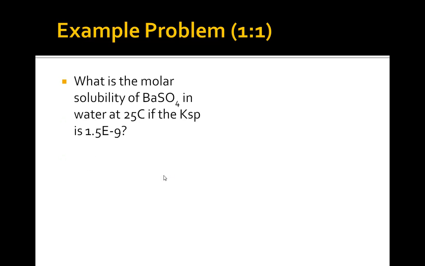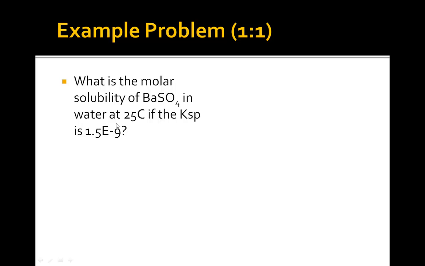All right, so let's begin. This is an example problem. The one-to-one up here is basically saying that you have one positive ion, one cation, to every one anion, every one negative ion. So what is the molar solubility of BaSO4 in water at 25 C if the KSP is 1.5 times 10 to the minus 9? This capital E here means times 10 to the, and this minus 9 is the power. So this is 1.5 times 10 to the minus 9. It's just hard to type times 10 to the minus 9 on PowerPoint.